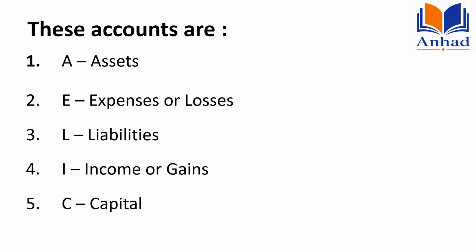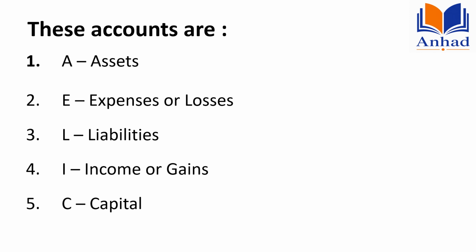Fourth is I, or income and gains. Income is the amount earned from business activities, such as sales, commission, interest, etc. Gains are additional profits that arise from non-regular business activities. And the fifth account is C, or capital. Capital is the amount invested by the owner in the business. It represents the financial strength and initial investment of the business.